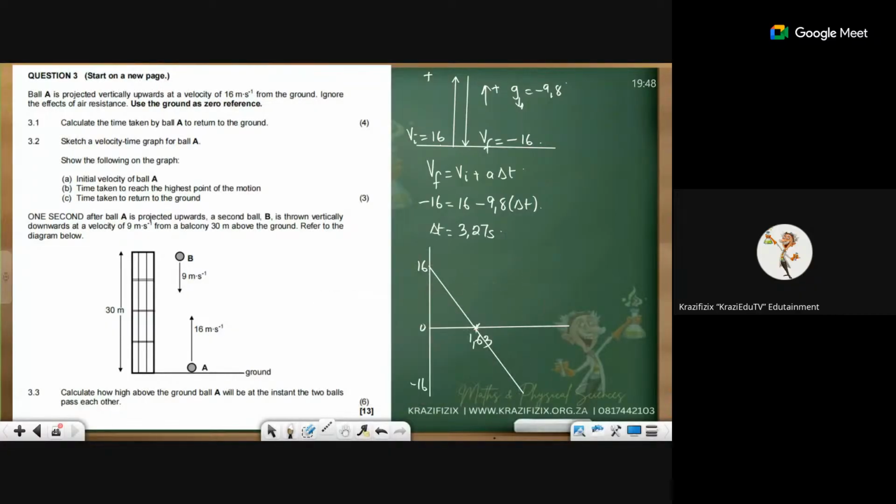Very straightforward. And what is that time there? 3.27 what? Seconds. Okay. That was just the main point.